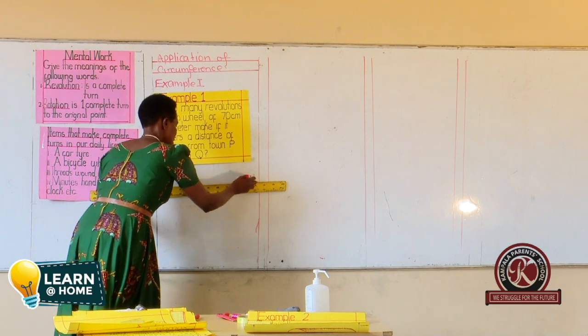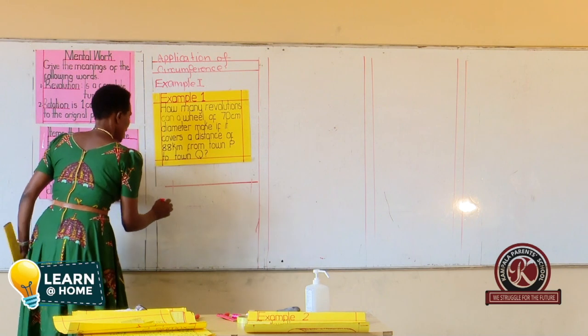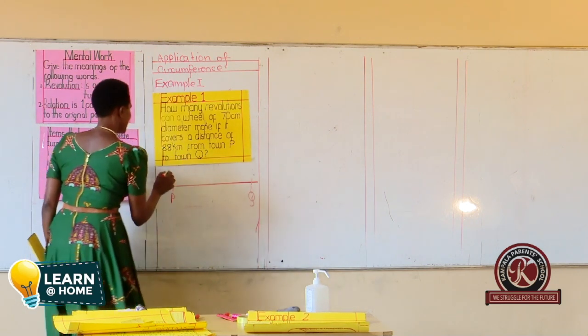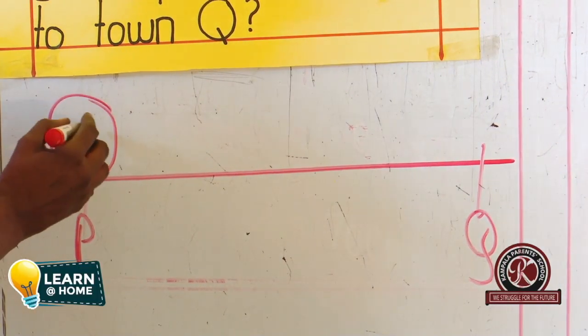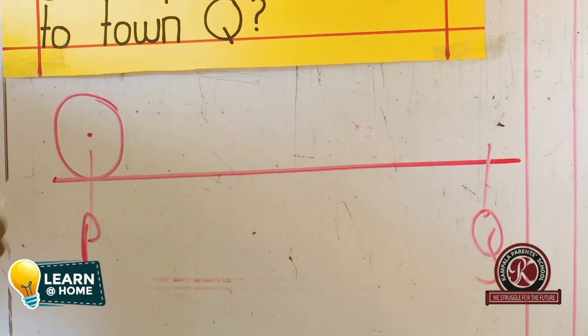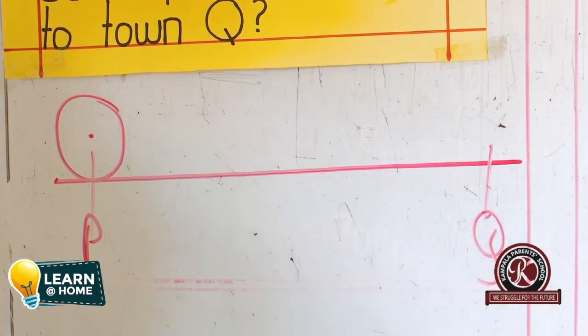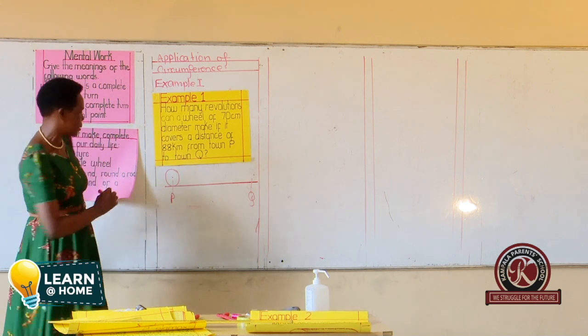This might be the distance. This is our distance. Town P is here and town Q is here. And then this is the wheel, moving from here up to here. Now, what is the first thing we are supposed to get? Since they have given us the diameter, let us get the circumference of the wheel.